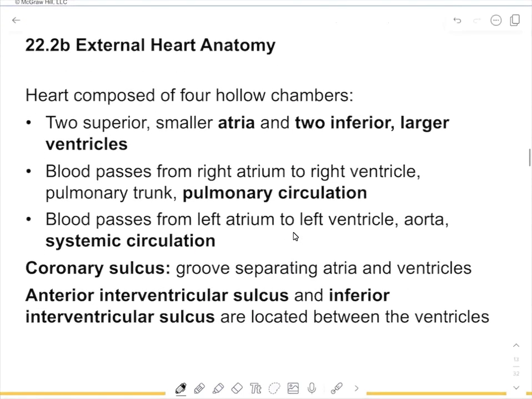So the external heart anatomy is what we're going to take a look at next. And the heart is composed of four hollow chambers. You need to know that the superior chambers are called atria, and the inferior chambers are called ventricles. So the blood is going to pass from the right atrium to the right ventricle, and this is going to be on the right side of the heart, which is for pulmonary circulation.